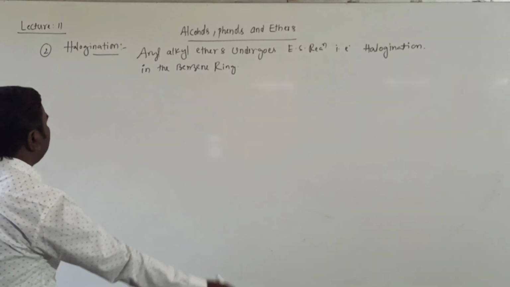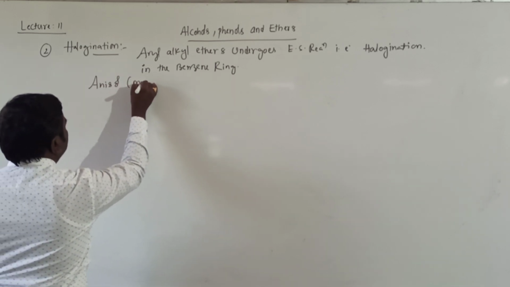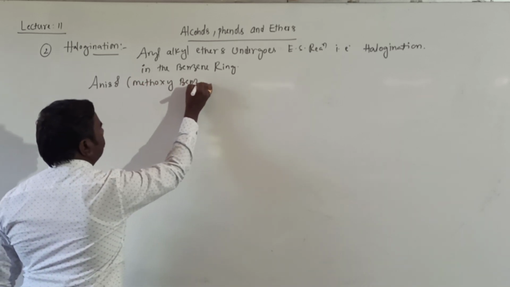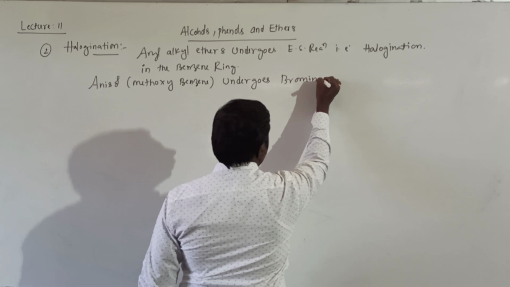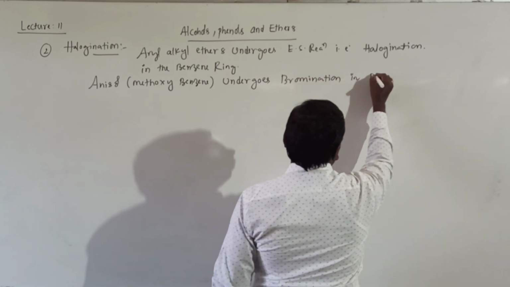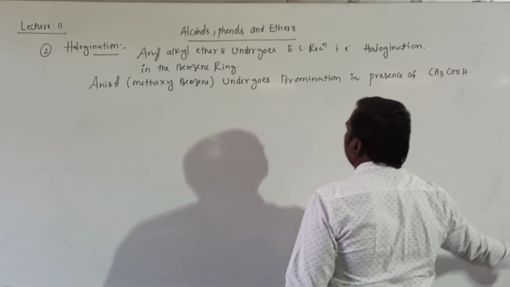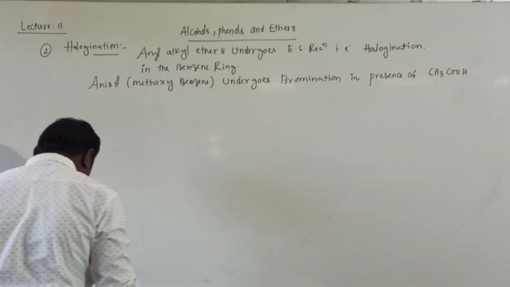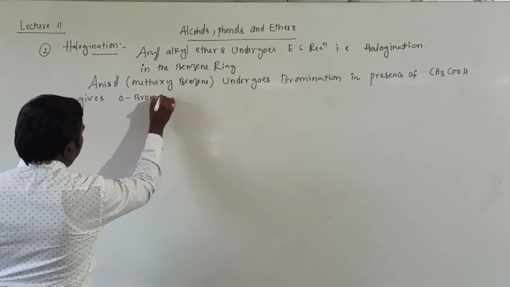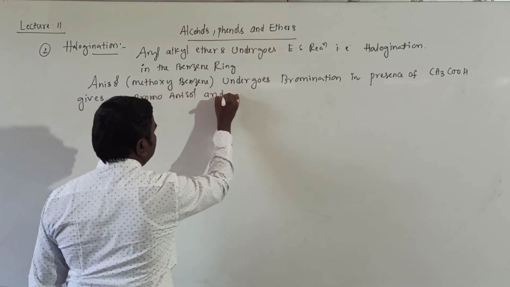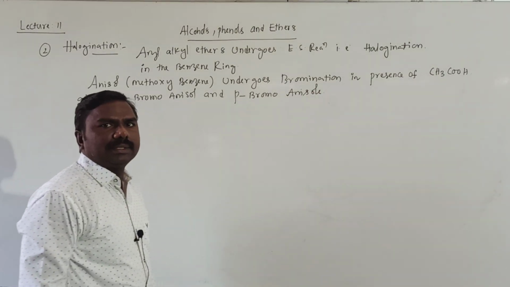Anisole undergoes bromination. For example, anisole, that is methoxybenzene, undergoes bromination in the presence of ethanoic acid, CH3COOH, and gives orthobromoanisole and parabromoanisole.